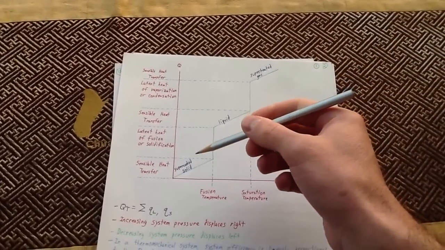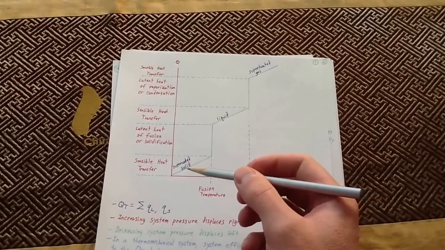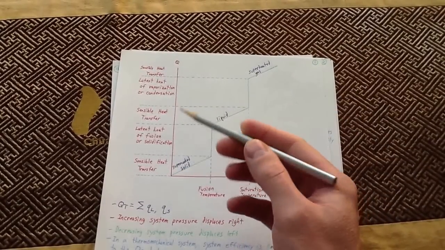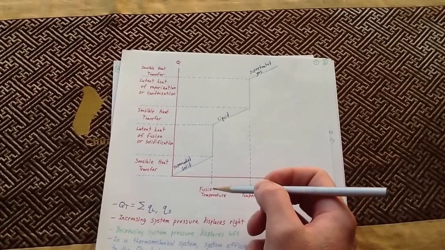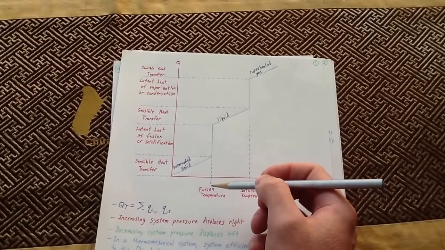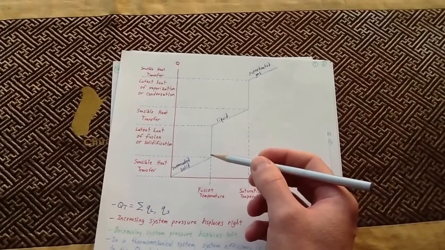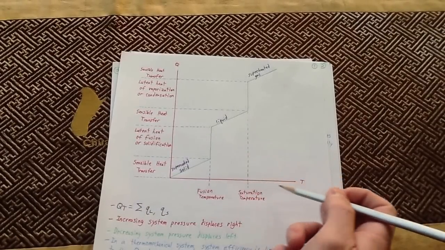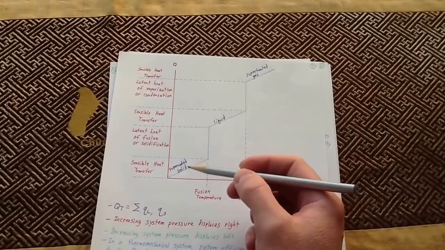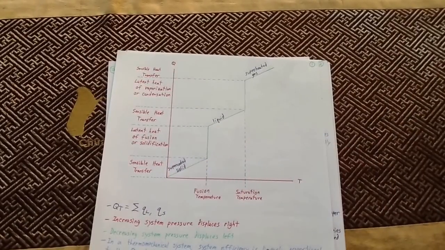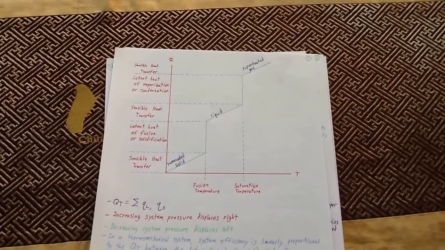But if you have a solid, for instance, and you continue to add heat to it, it's going to increase the temperature. So you're adding heat to it, you're increasing the temperature up until the point where it reaches this temperature right here called the fusion temperature. If you continue to add heat to it at this point, you're not adding any temperature to it. However, what you're doing is converting it from a solid to a liquid. And that is called a latent heat transfer.